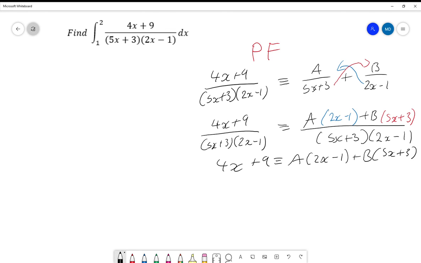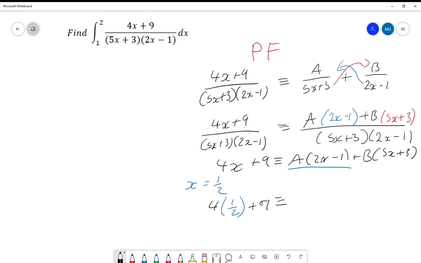Now, if we want to make the a term 0, we need to pick x equals 1/2. Now, this isn't required. You can pick easier numbers, so you could pick 0 and 1 and then solve simultaneous equations afterwards. Some people find that easier, but I'm going to go with plugging in a value that makes it 0. So we're going to get 4 times by 1/2 plus 9. You can also equate coefficients. That's another way of solving partial fractions.